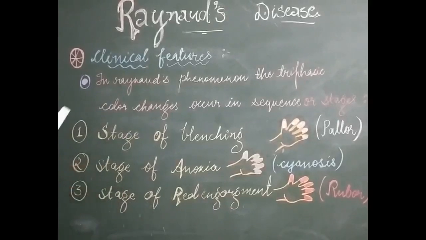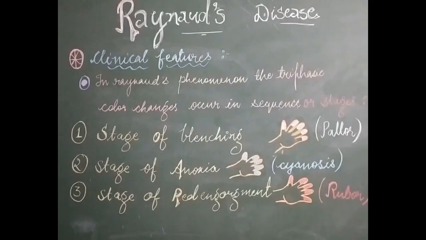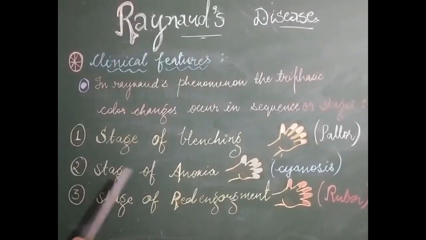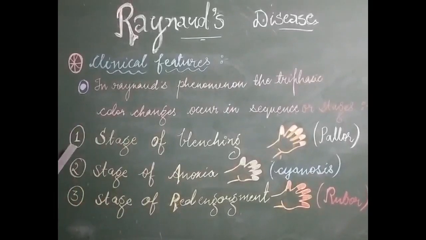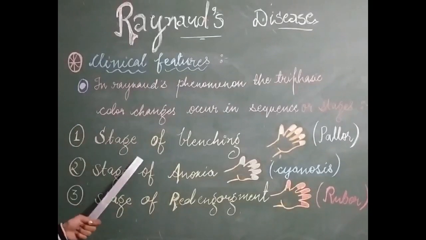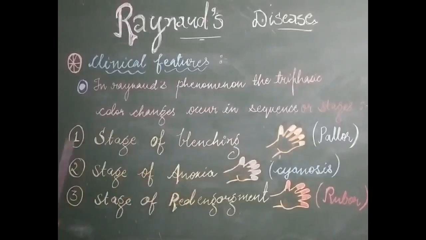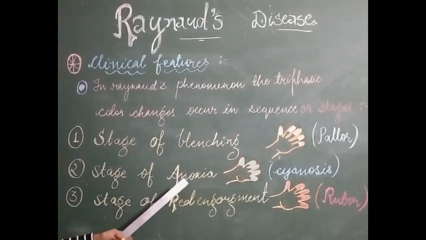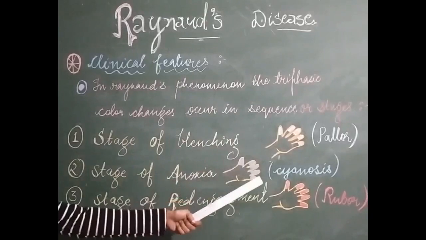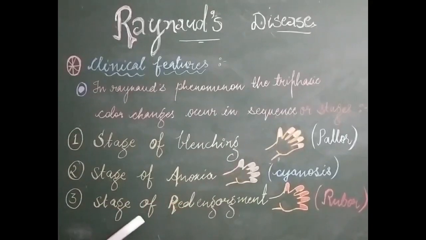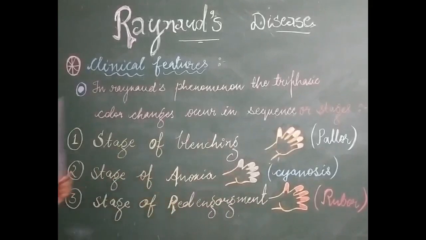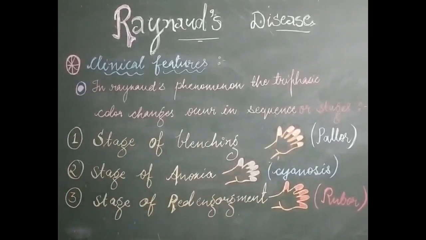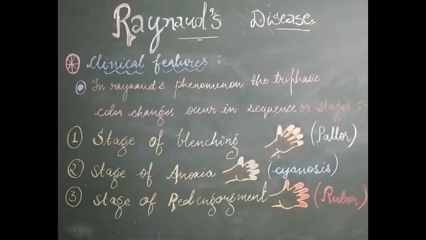So these are the three stages that mainly occur in the Raynaud's phenomena, that is stage of blanching, stage of anoxia, stage of red engorgement. As we studied, in the first stage of blanching, pallor occurs. In the stage of anoxia, due to the deprivation of oxygen, cyanosis occurs, and in the stage of red engorgement, when the blood supply gets returned, rubor occurs. So these are the three stages that mainly occur in the Raynaud's phenomena.